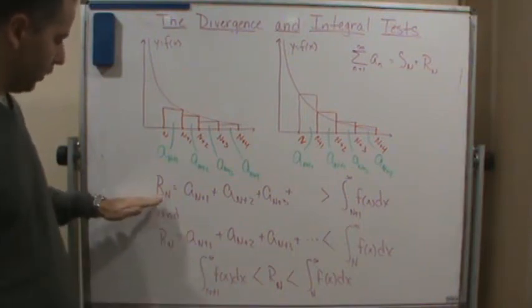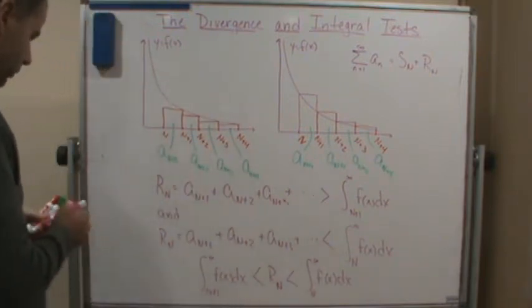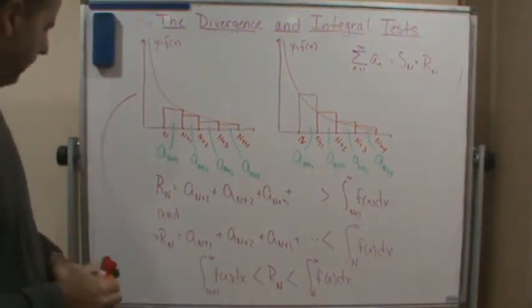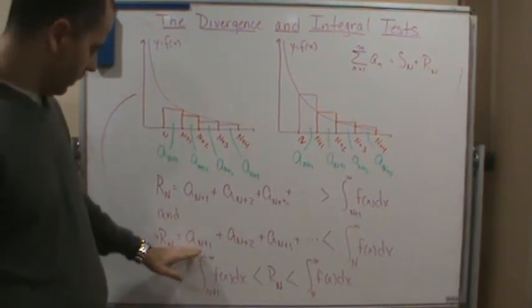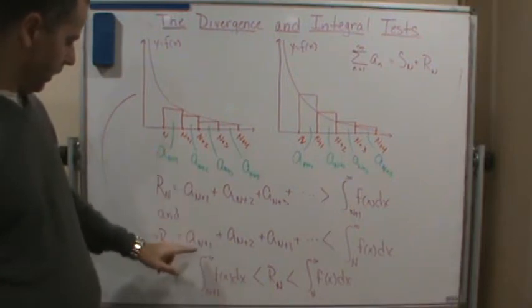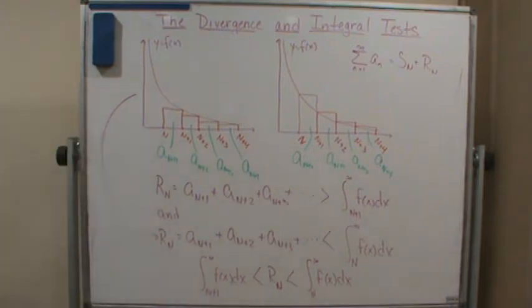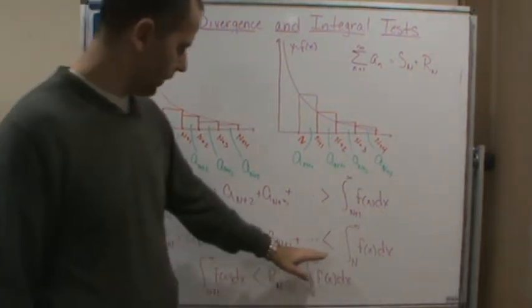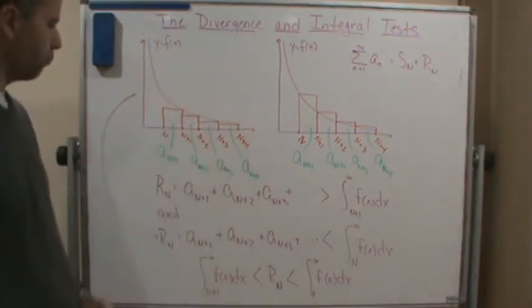And so we know that for this one, the remainder is all of the terms from n plus 1, n plus 2, and on, right? So that remainder is going to be less than the integral of the function f of x, the area under the curve, okay?